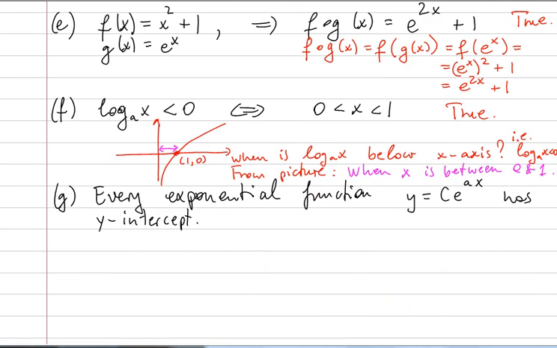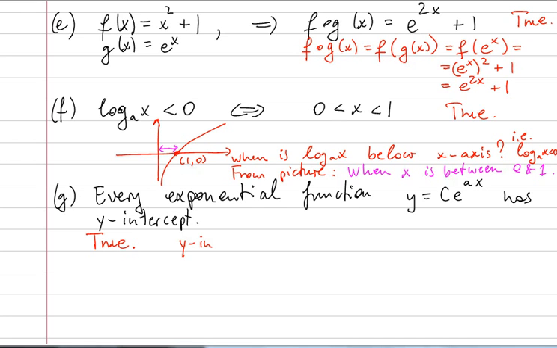And the last question, every exponential function has a y-intercept. That's true. Sometimes it doesn't look like it on your calculators. It looks like the exponential function has an asymptote at 0 because maybe it's too far up to see. But it always has a y-intercept.